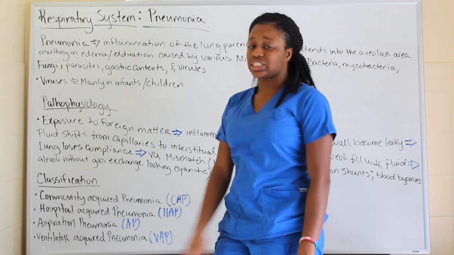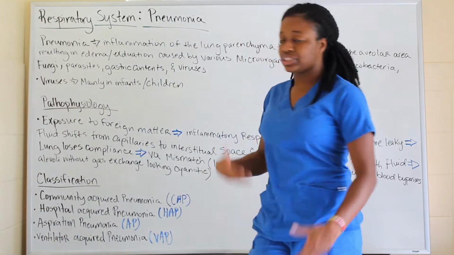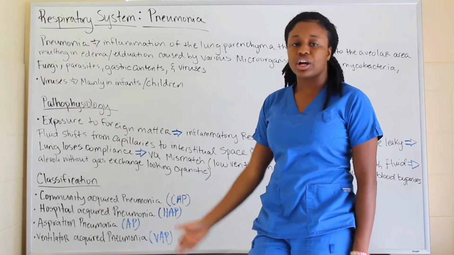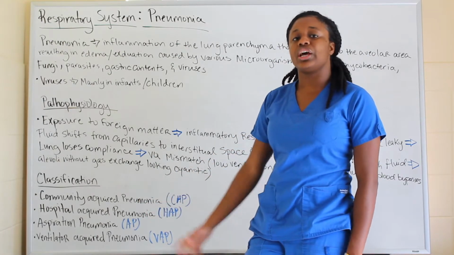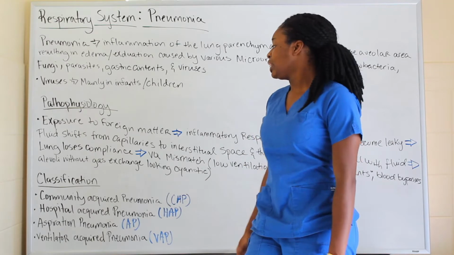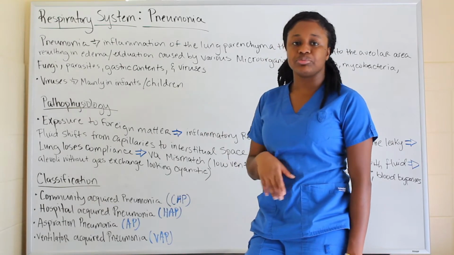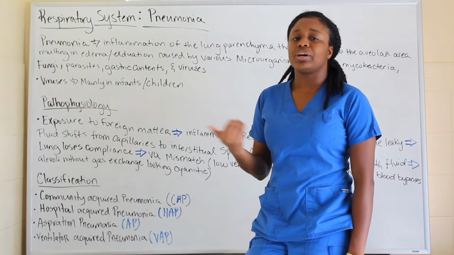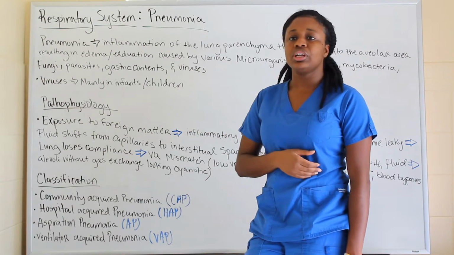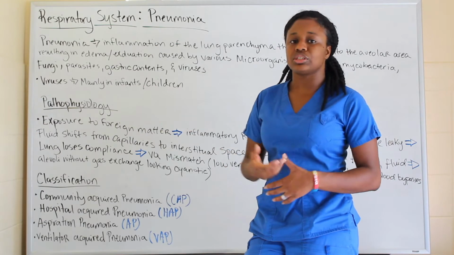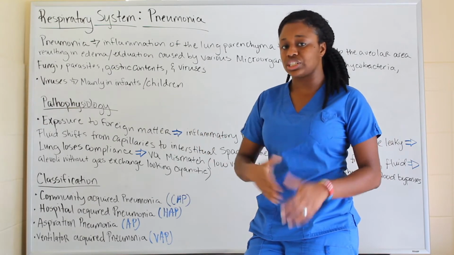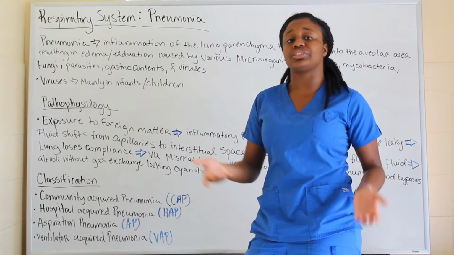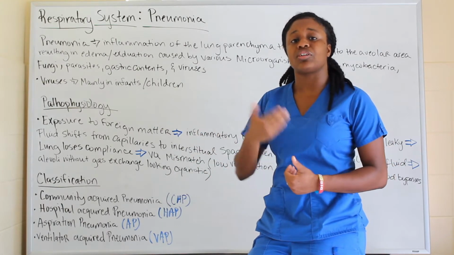And then you have your classification, which has different types of pneumonia, all right? You have your community-acquired pneumonia, hospital-acquired pneumonia, aspiration pneumonia, and ventilator-acquired pneumonia, okay? They also had in the book immunocompromised pneumonia, but again, anyone who has a low immune system is going to be able to catch not only pneumonia, but many different diseases or sicknesses out there just because you have a low immune system to fight off any infection.